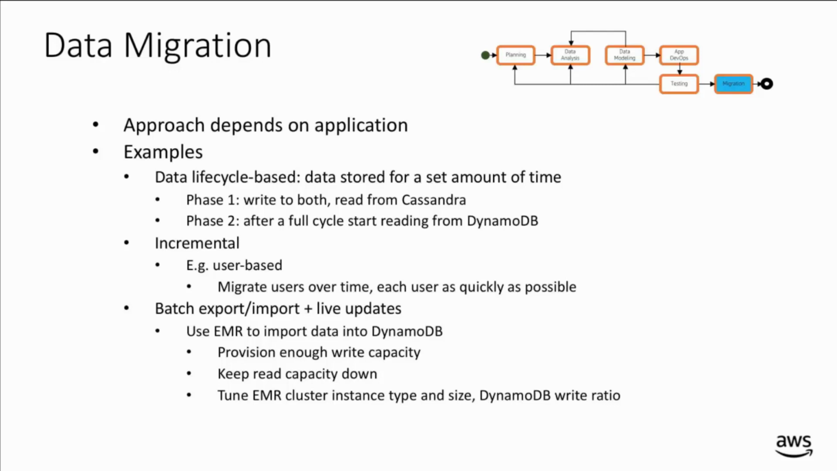If you're using EMR to import data into DynamoDB, you want to make sure to provision enough write capacity. Also keep the read capacity down during import. And in addition to that, you'll have to tune the EMR cluster for instance type and size to match the workload along with the DynamoDB write ratio as well. This is enabled by connector between DynamoDB and EMR.